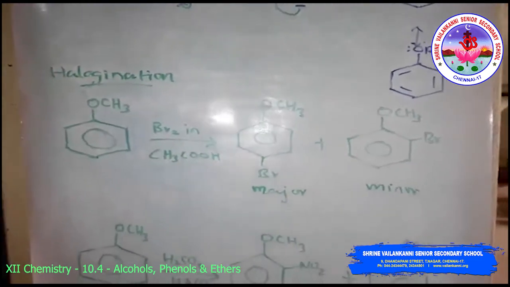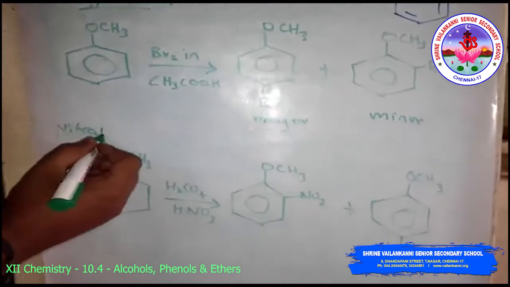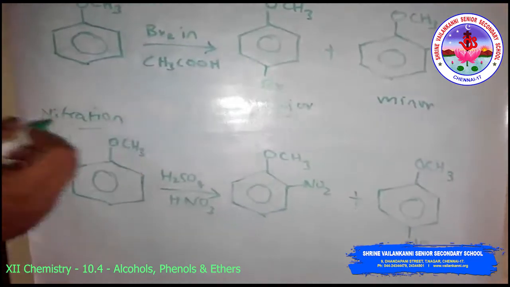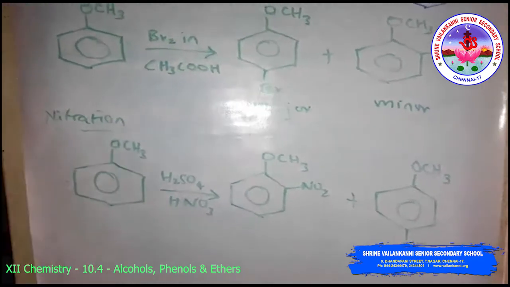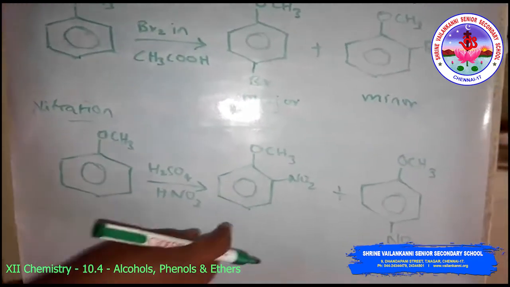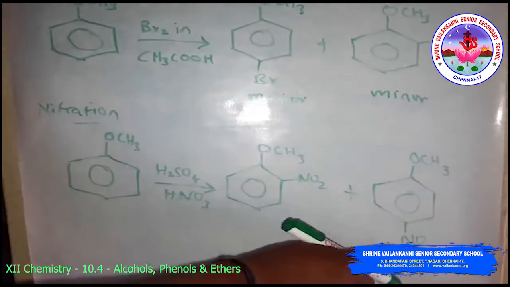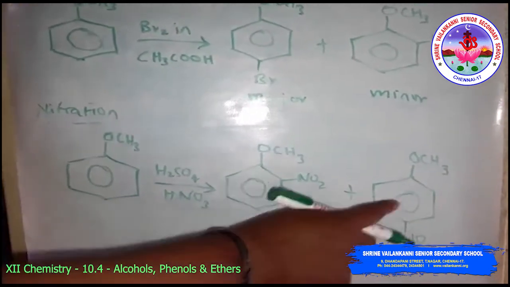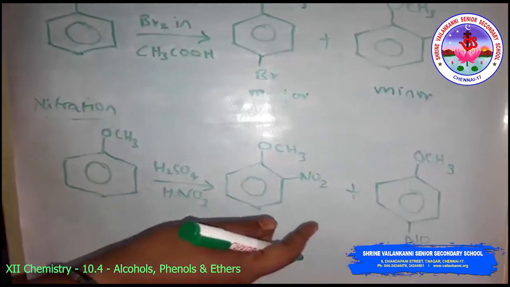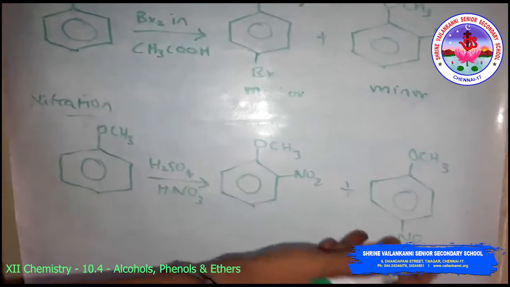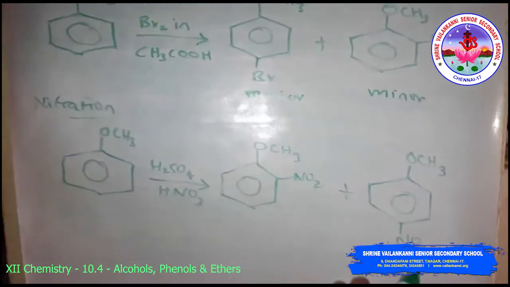Then nitration. Anisole reacts with concentrated sulfuric acid and concentrated nitric acid. You will get ortho-nitroanisole and para-nitroanisole. The para-nitroanisole is the major product, or you can write 2-nitroanisole or 4-nitroanisole. The 4-nitroanisole is the major product.